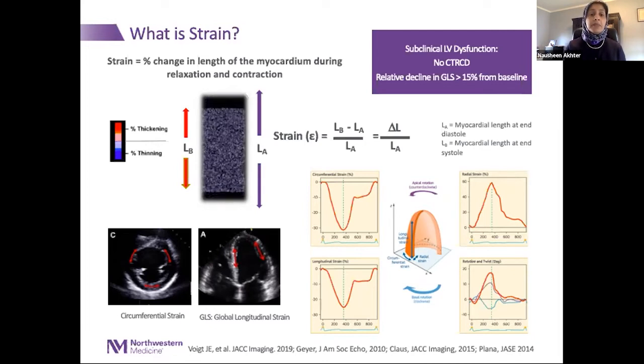How do we define subclinical LV dysfunction? Subclinical LV dysfunction are those patients who do not have a clinically significant decline in LVEF, but do have a relative decline in their global longitudinal strain of greater than 15% from baseline.